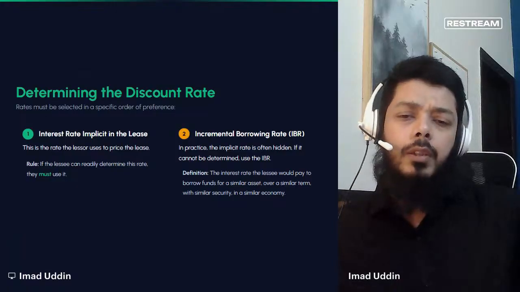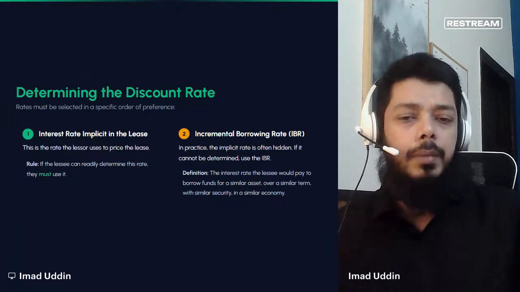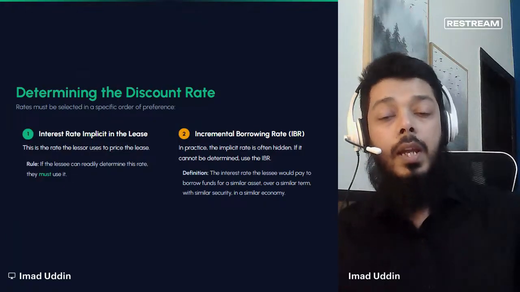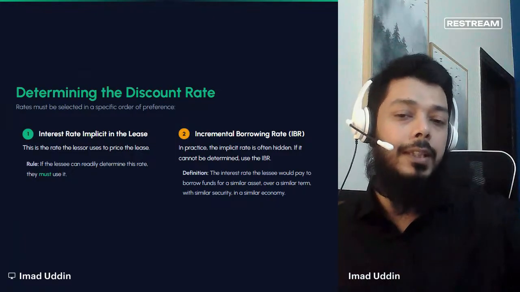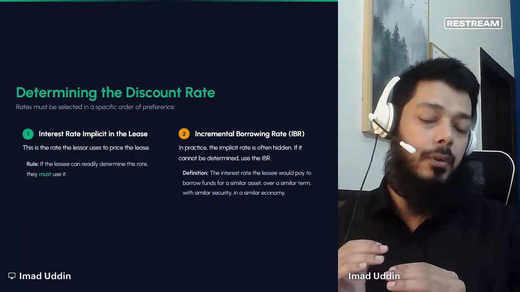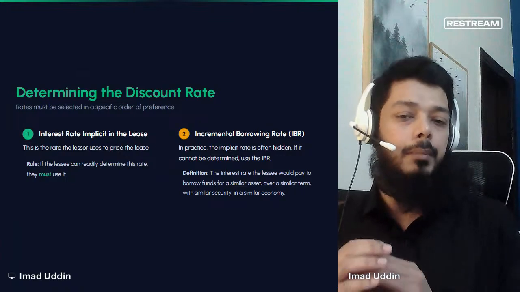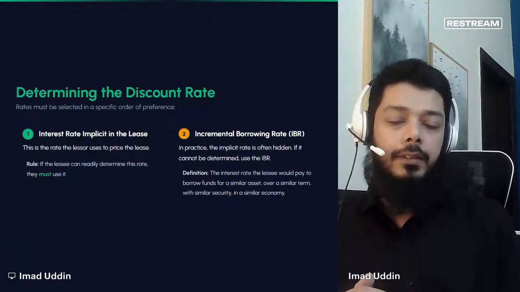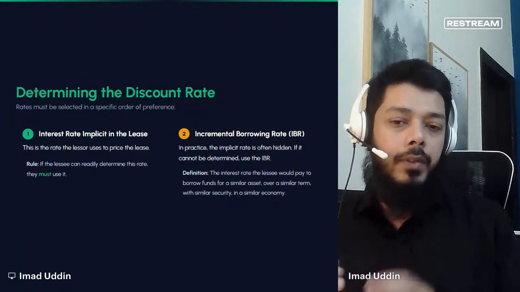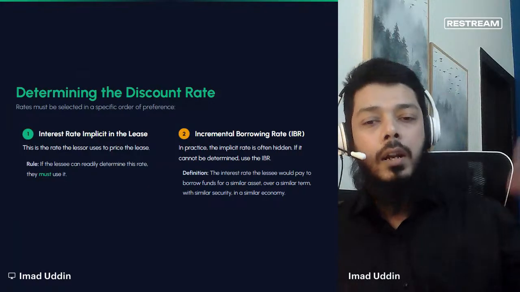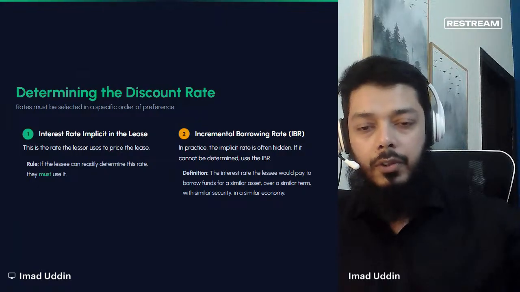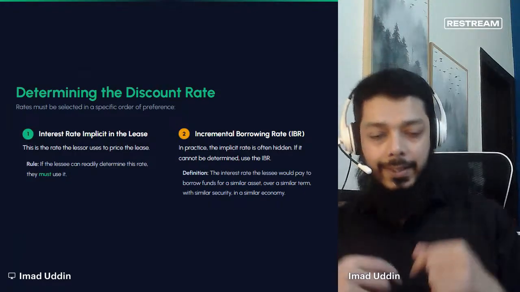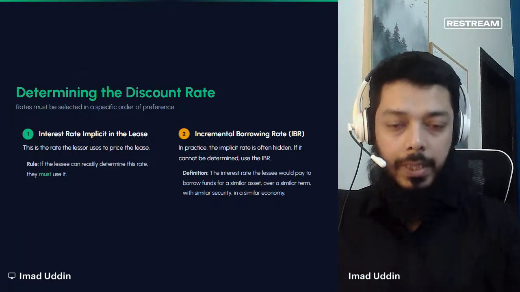So the preferred interest rate is basically the interest rate implicit in the lease. And interestingly, this rate is calculated from the perspective of the lessor, even though we are talking about the recognition of lease liability in the books of the lessee. And so this is very interesting. What this rate is basically, it is the IRR of the lessor. So what return is the lessor making on his lease, and that rate should be used by the lessee to discount his future cash flows. And that's the preferred way.